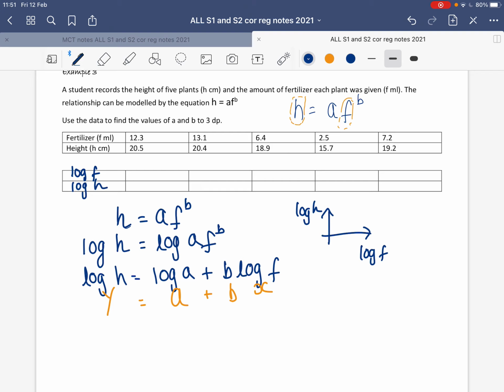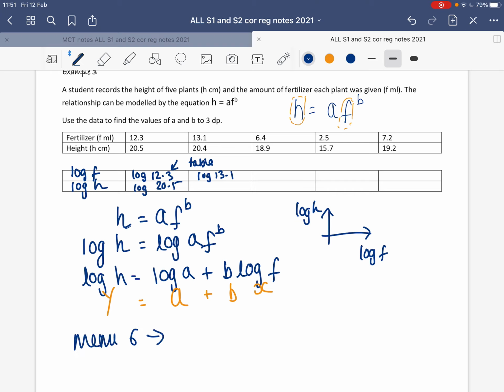All right, and what are we going to do? Right, I know what we're going to do. What we'd really need to do now is fill in this table with log 12.3, log 13.1, log 20.5 and so on. But I'm going to put it all in my calculator. So I'm literally going to put it straight into the calculator.